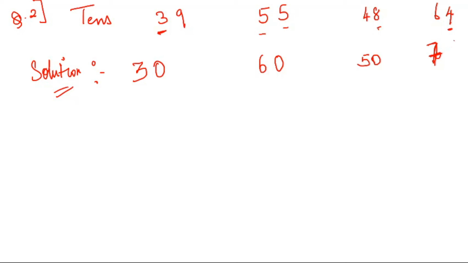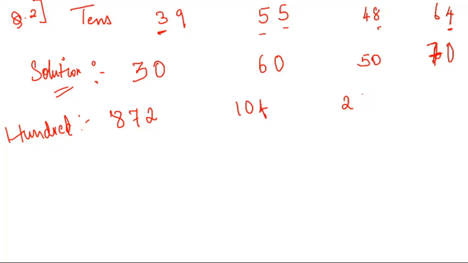Now next, hundreds. In hundreds, it's given 872, 104, 211 and 394. So what are the numbers? 872, 104, 211 and 394. So now which place will we look at? We will look at the place of hundreds.